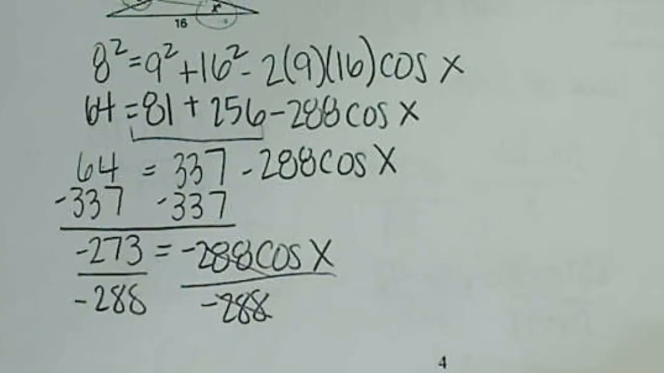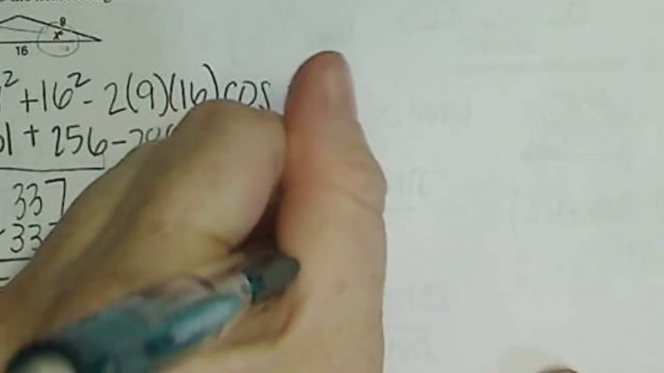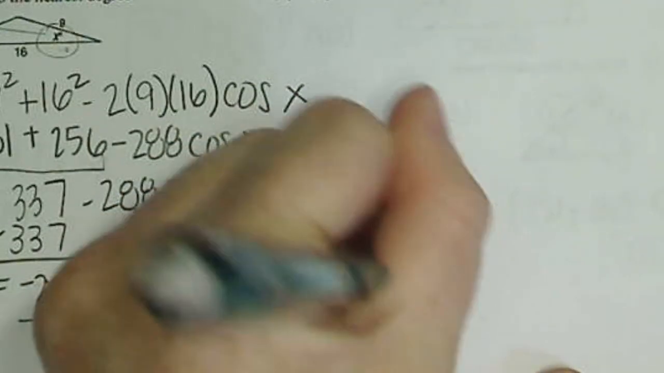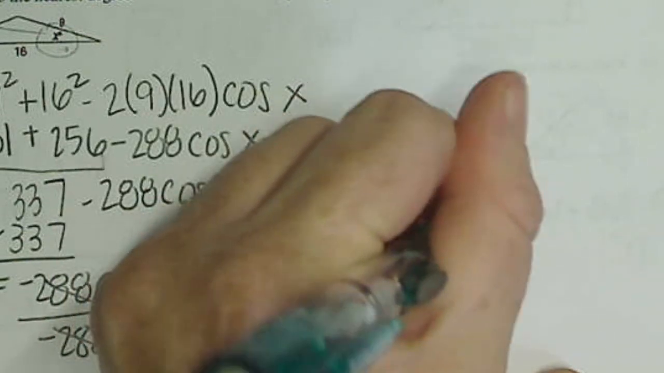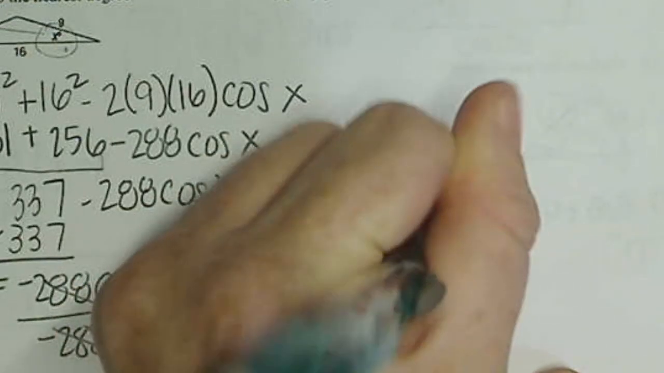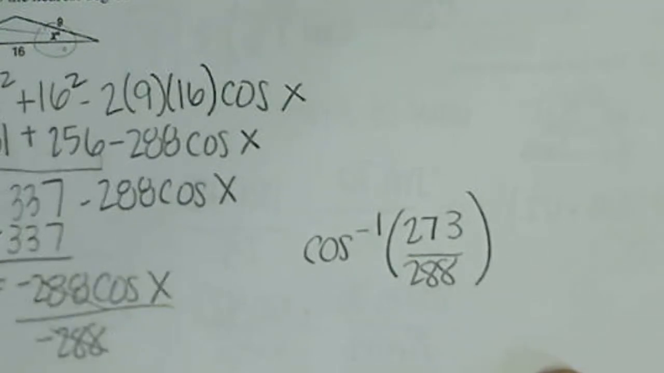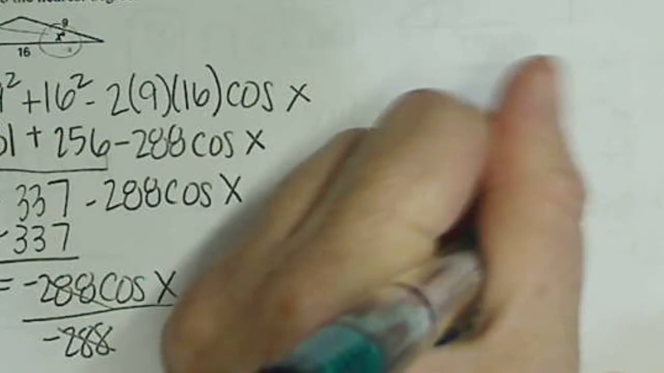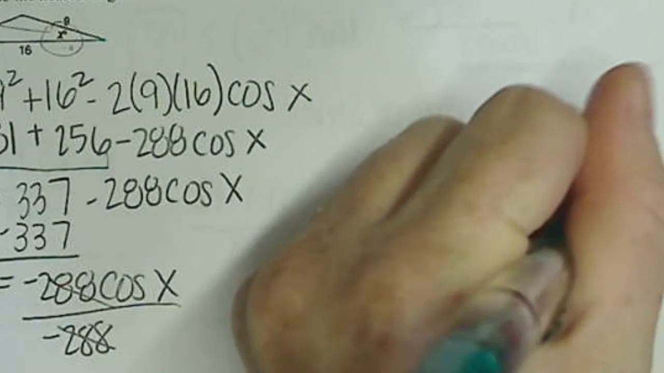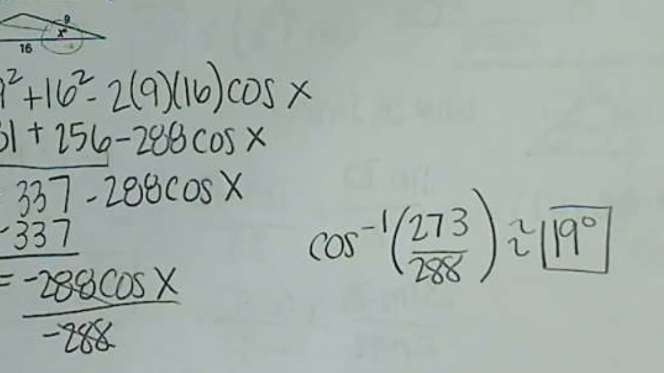And the cosine of x equals that, so we want to find x. So we're going to do the inverse cosine of that whole little ratio, 273 over 288. And always round to the nearest degree. About 19 degrees.